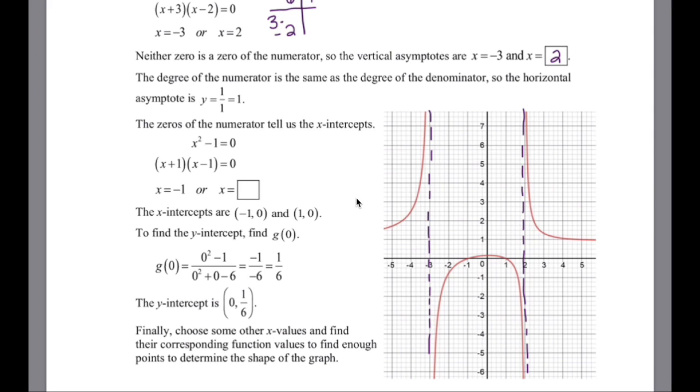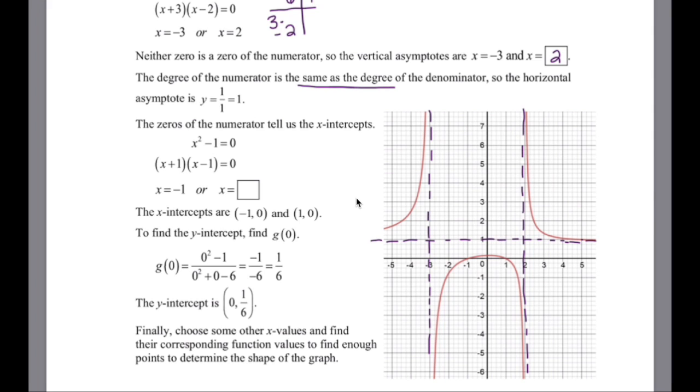Let's look at horizontal asymptotes. The degree of the numerator is the same as the degree of the denominator. Because of the same degree, we take the coefficients of 1 over 1, which is 1. So we also have a horizontal asymptote at y equals 1.